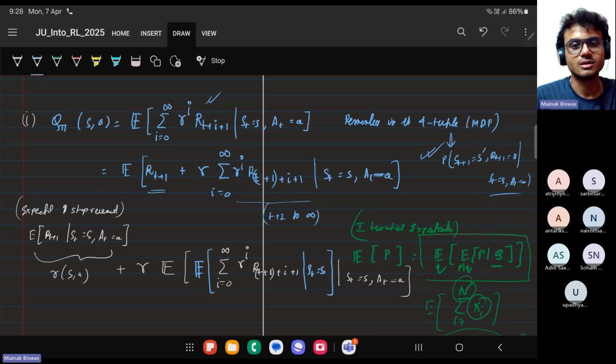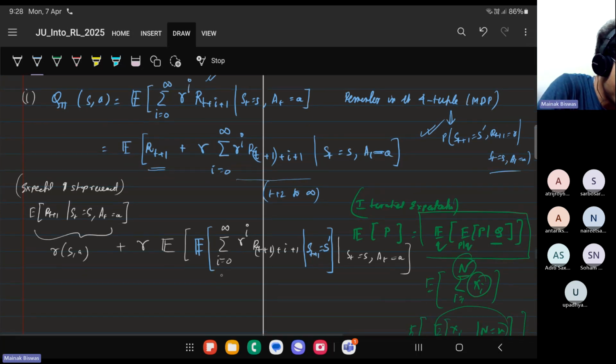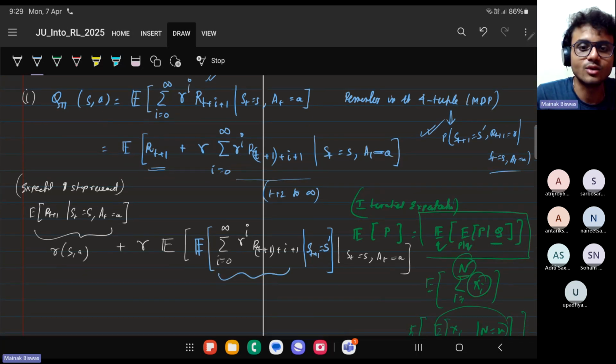Can I write this as this? As an iterated expectation. St plus 1, sorry. St plus 1 is equal to S prime. Can I write this as this? Right? This is just this entire random variable, which was one expectation. I wrote it in terms of two expectations. Any questions, any doubts?